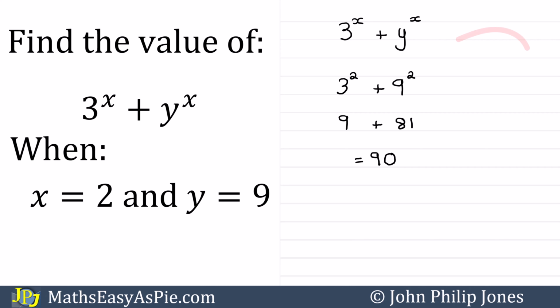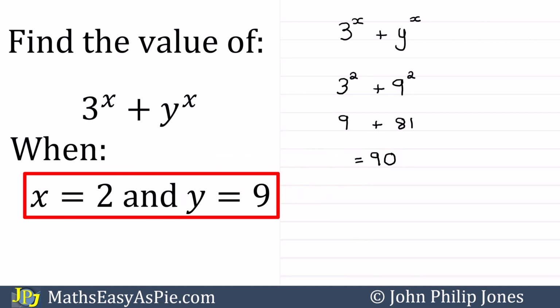To summarise that, 3 squared we know is 3 times 3, which is 9. And 9 squared is 9 times 9, which is 81. So when you add these up, 9 plus 81 will give you 90. So the value of this expression is 90 when the values of x and y are as shown here. x equals 2 and y equals 9.